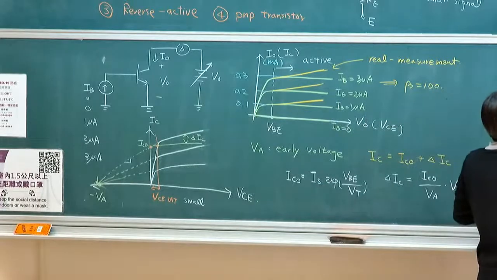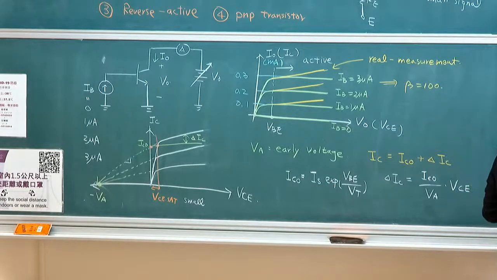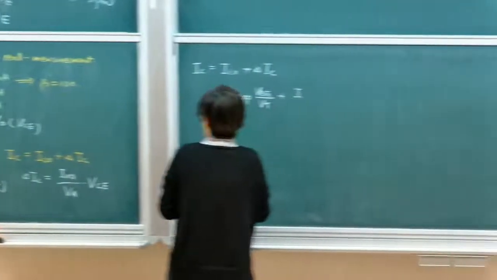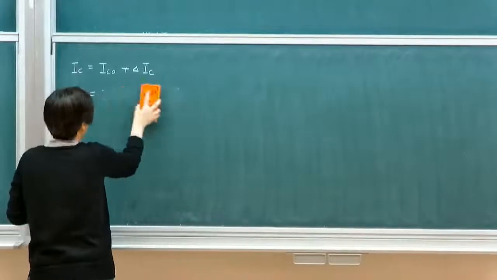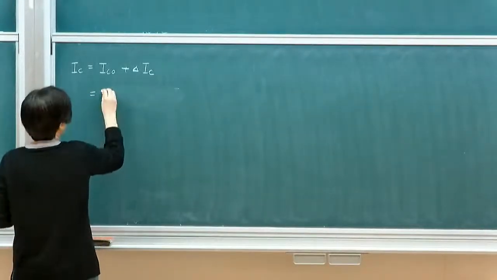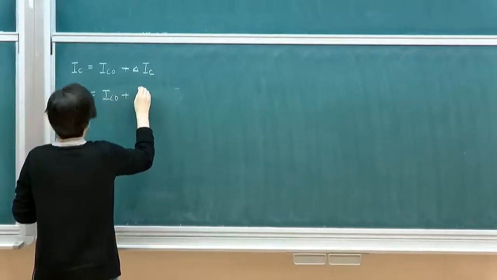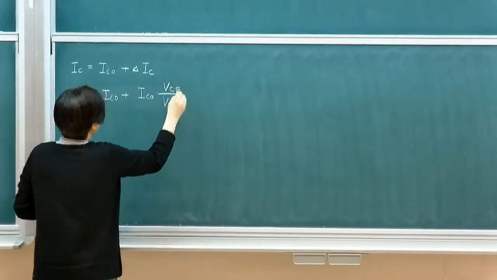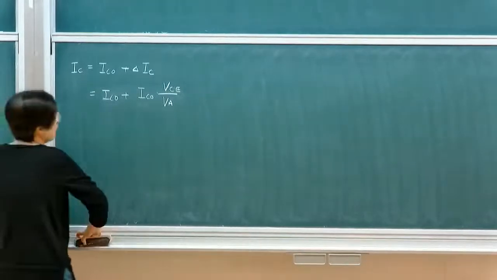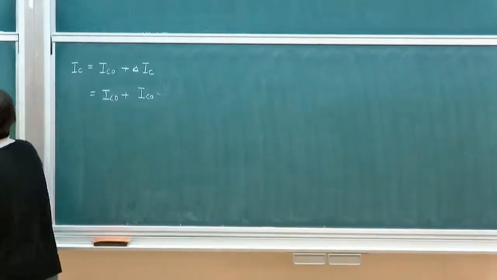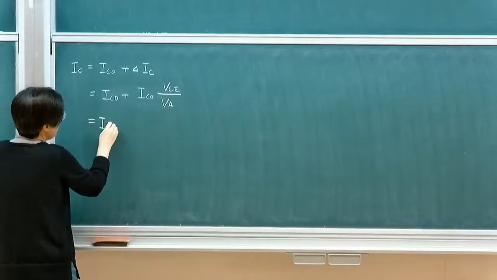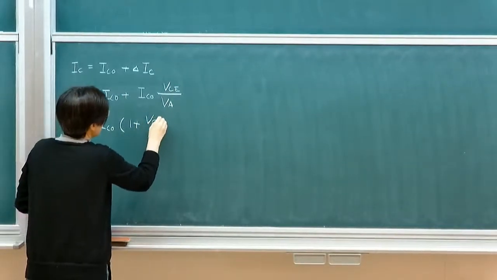Then I'm just going to write down the equation. This is IS exponential VB, still the independent VCE part, plus the dependent part. You're using ICO, I should just write ICO, actually easier. So based on this equation, this is ICO plus ICO over VA times VCE, right? I'm just summing these two up. So this would then give me ICO times 1 plus VCE over VA.